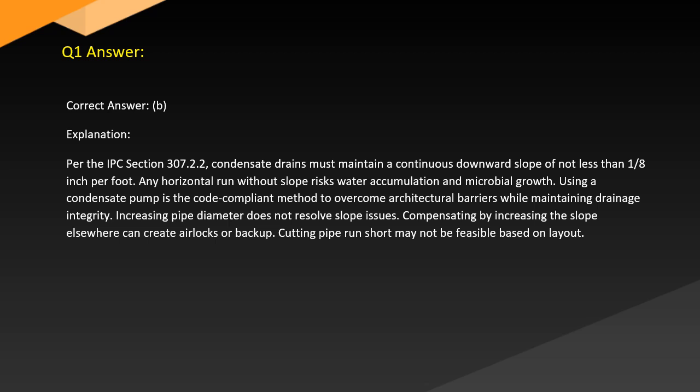Increasing pipe diameter does not resolve slope issues. Compensating by increasing the slope elsewhere can create airlocks or backup. Cutting the pipe run short may not be feasible based on layout.